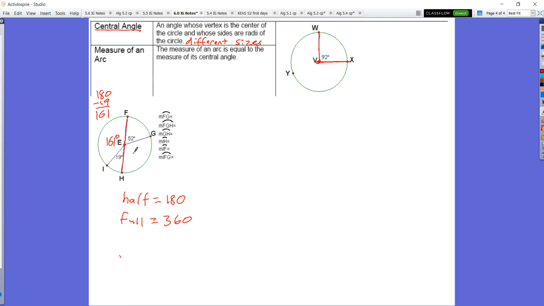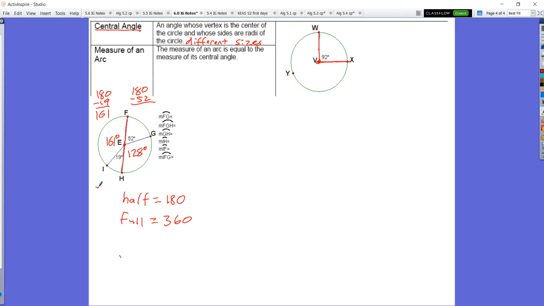Now we can find out what this one is going to be here. So here's our diameter again, 180. It also makes a straight line, which is 180. So to find this one, we can go 180 minus 52. And that's going to make this one 128 degrees. So we got our missing angles filled in.